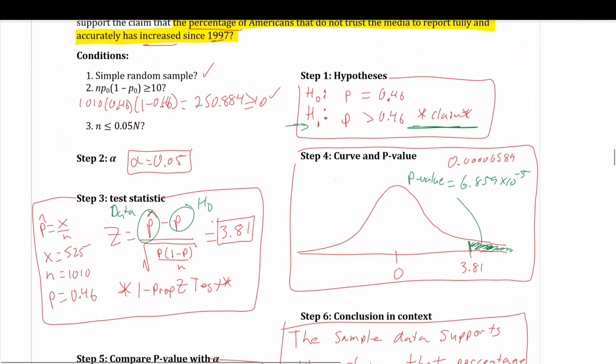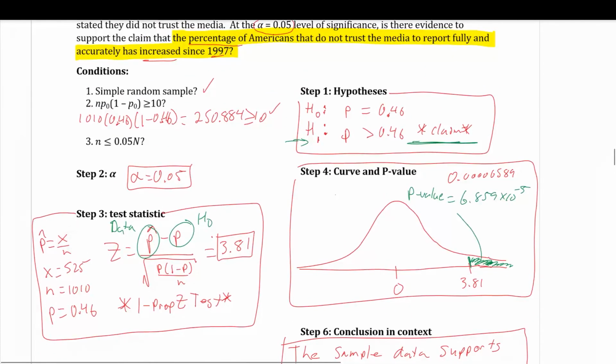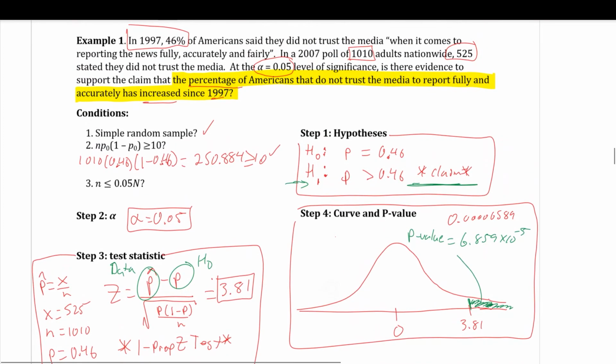All right, so let's do a recap here, because we are going to be using these same 6 steps over and over and over. We come up with our hypothesis statements, that's the null hypothesis and the alternative. We have to figure out what parameter we're talking about, and to do so, we have to highlight the claim statement. Usually that's followed by the word claim. Sometimes it's a little bit more subtle than that. In this case, we have the proportion, and we said that the proportion of Americans who do not trust the media to report fully and accurately has increased since 1997, and in 1997 that value is 46%. So our claim statement was this here: p is greater than 0.46, and the null hypothesis would be proportion is equal to 46%.